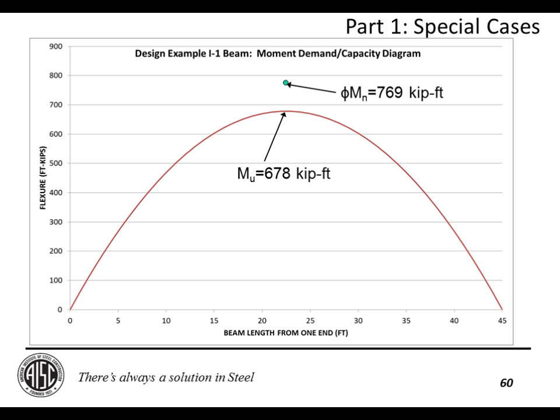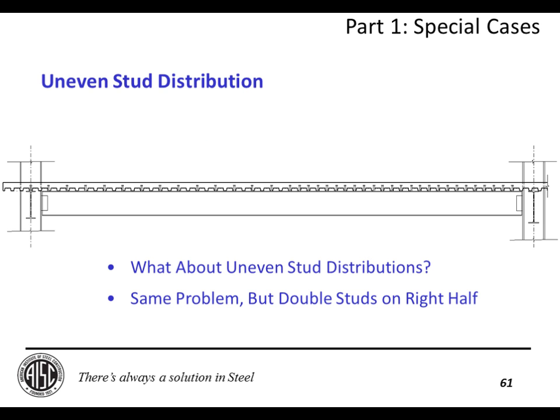Okay, so take us back to the initial diagram that we looked at, where we have our nice moment capacity and we just look at the demand here in the center. And that works fine for a standard beam with uniform studs. But what if you had something like an uneven stud distribution, where you have, say, twice as many studs on the right half of the beam as you did on the left half of the beam? What effect might that have?